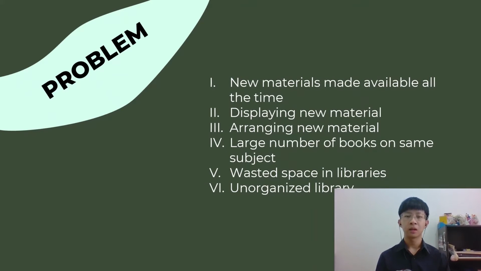And third, the librarian has to always arrange the new books that arrive at the library on the shelf. And fourth, there is a large number of books on the same subject. For example, books in the same category of fiction can be available in a quantity of 500 in the same library. And fifth, there is wasted space in the old style library. And sixth, the old style library is very unorganized without a system of book allocation. So that's why we have built this system of book allocation with the technology of first fit and best fit.